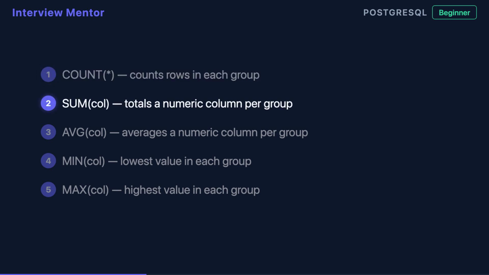The COUNT function counts the rows in each group. SUM adds up a numeric column. AVG computes the average, MIN and MAX return the lowest and highest values. These are the building blocks of every analytical SQL query you will ever write.